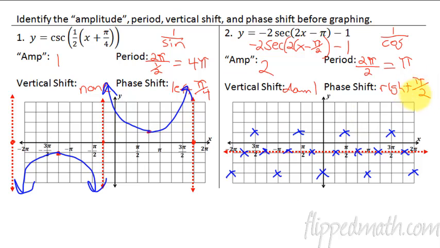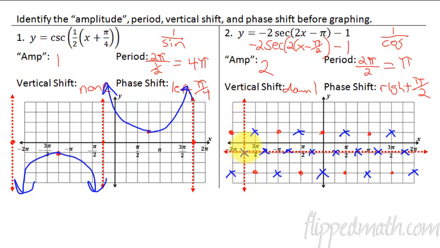Now we're going to shift it right pi over 2. So pi over 2 is an entire 2 lines. So we shift the whole thing 2 lines. So let's go here, here, here. All the x's are just going to be on top of each other, the x-intercepts here. And where's this one going to be? Here. We're shifting everything right pi over 2. And I think that's it. Oh, this one will be right here. Okay, now we can graph our vertical asymptotes.